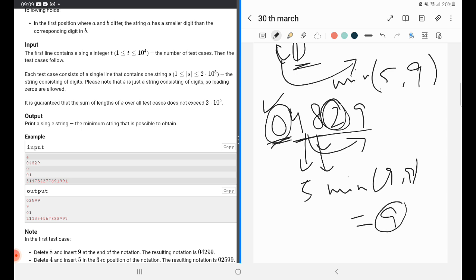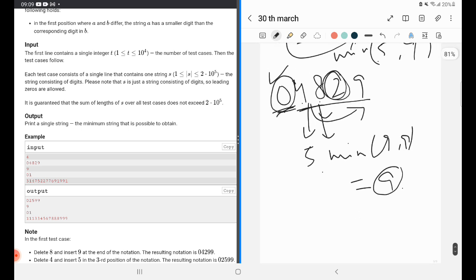So 8 has to be replaced with 9, 4 has to be replaced with 5. So now we need to search the best position. We are sure about one thing, that we are going to shift it after 2, right? So it could either be shifted at the end or at this position.